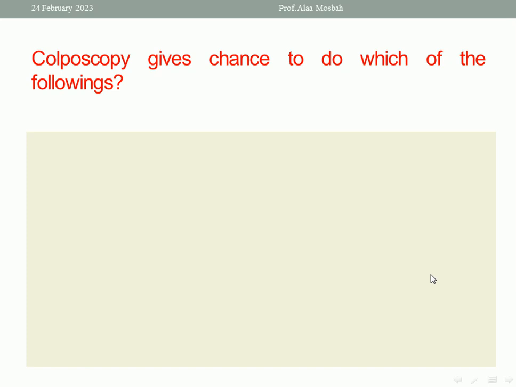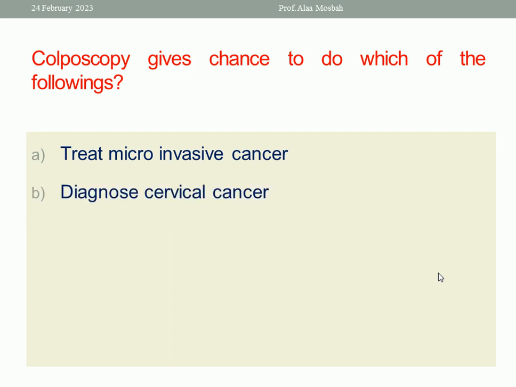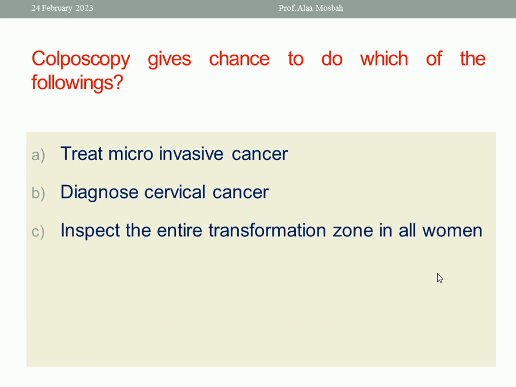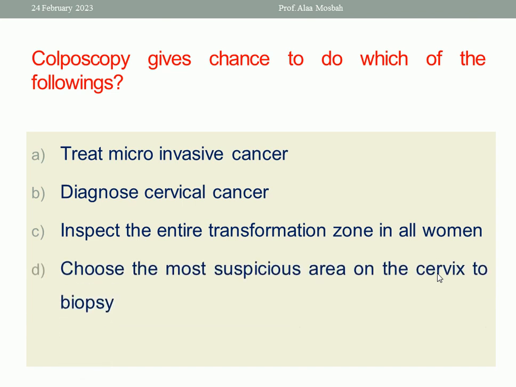Next question. Colposcopy gives a chance to do which of the following? A. Treat microinvasive cancer. B. Diagnose cervical cancer. C. Inspect the entire transformation zone in all women. D. Choose the most suspicious area on the cervix to biopsy. E. Visualize the endocervical canal. Please choose the one best response.